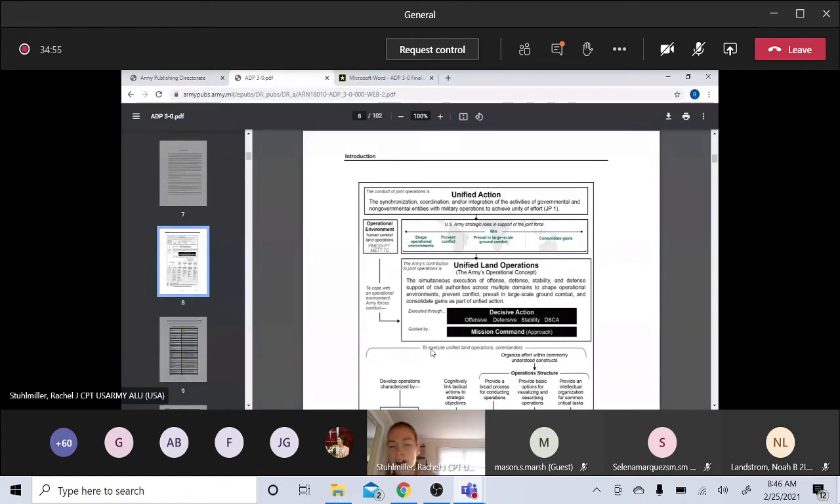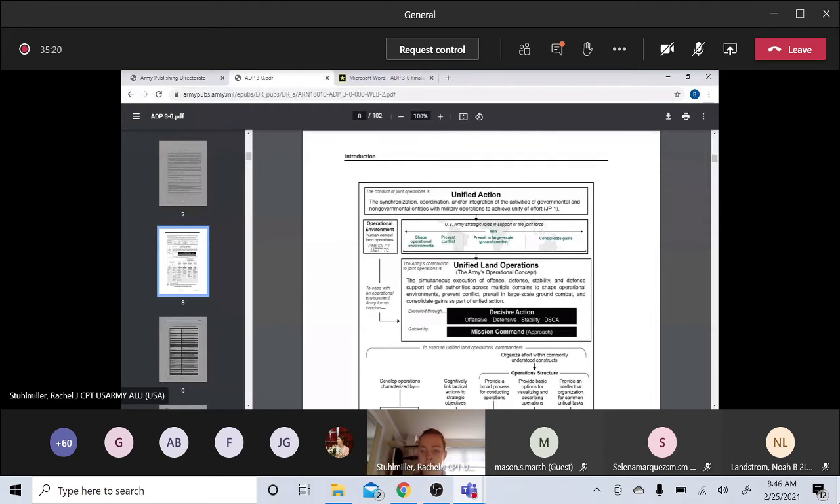So what are unified land operations? We are going to talk about these four specifically a number of times. So offense, defense, stability, and defense support of civil authorities, okay? Unified land operations: offense, defense, stability, and defense support of civil authorities.